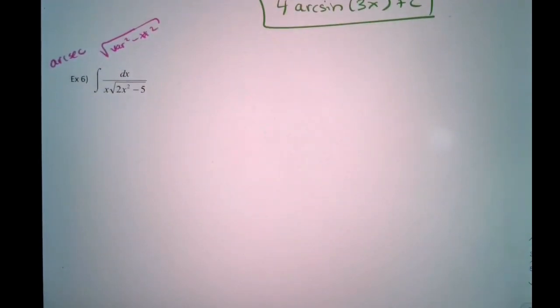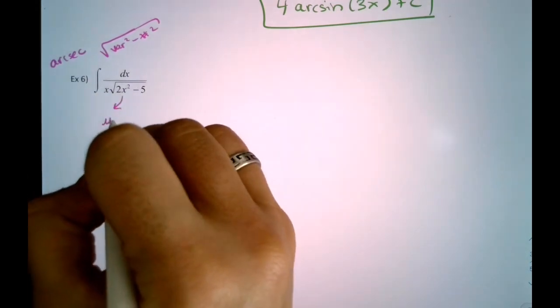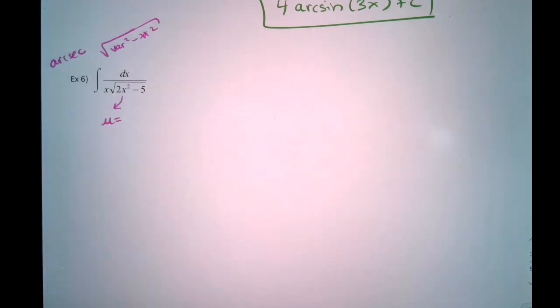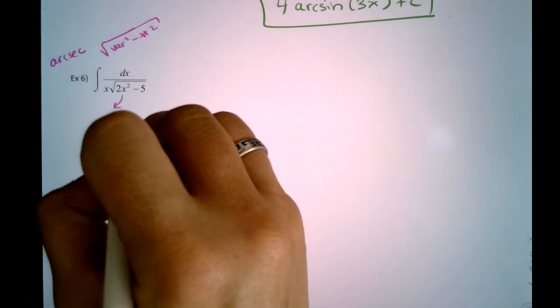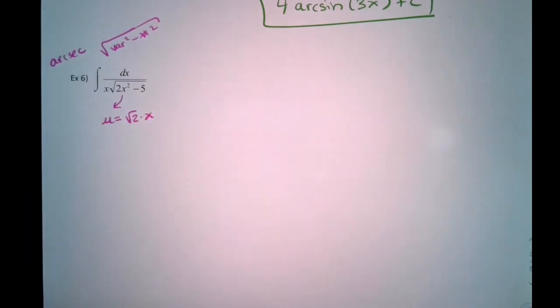So I'm going to go ahead and get started. I know where I'm going to go with this, and I'm going to work this out. What is u going to be? Well, this is problematic. See, 2 isn't a perfect square, but that's okay. Don't lose your mind. I'm just going to say u is the square root of 2 times x. If I square that, I would get 2x squared.